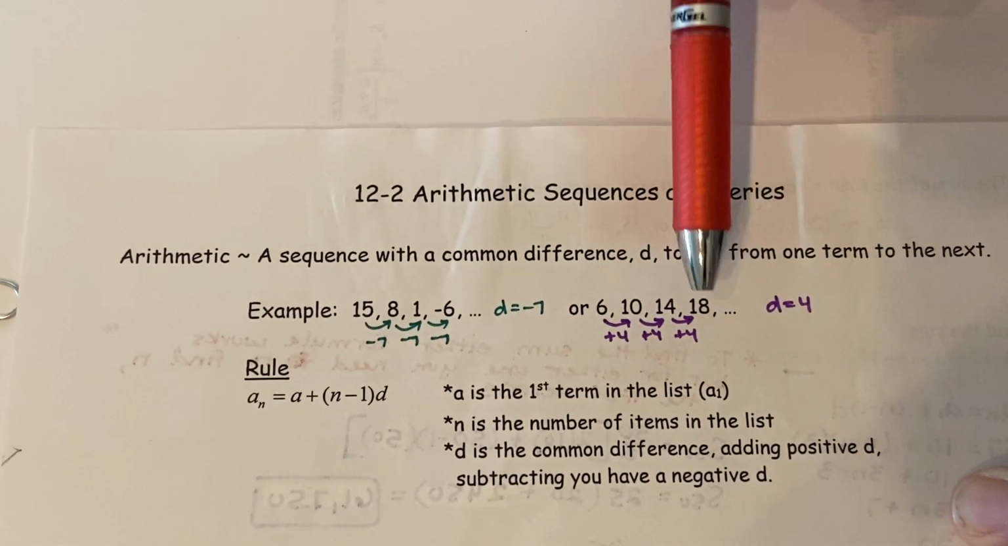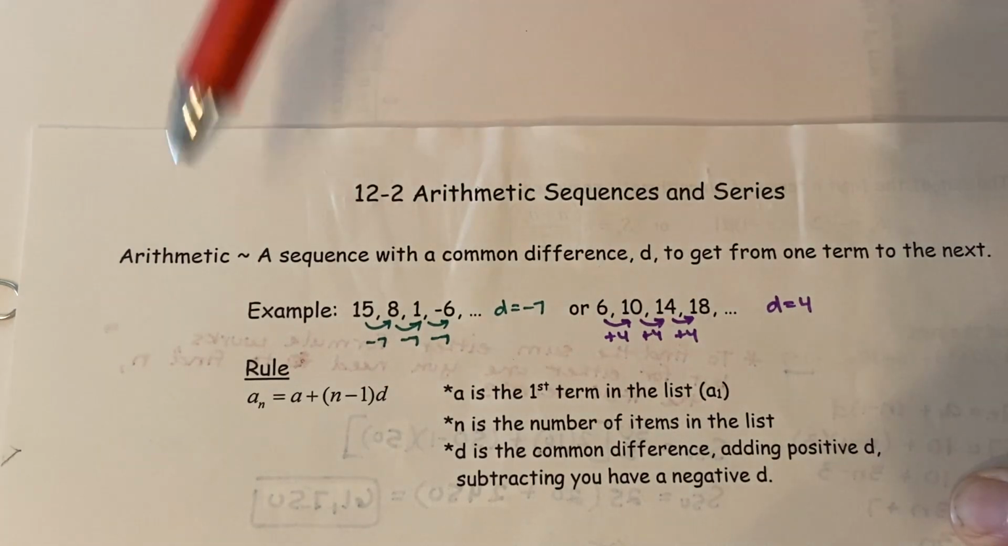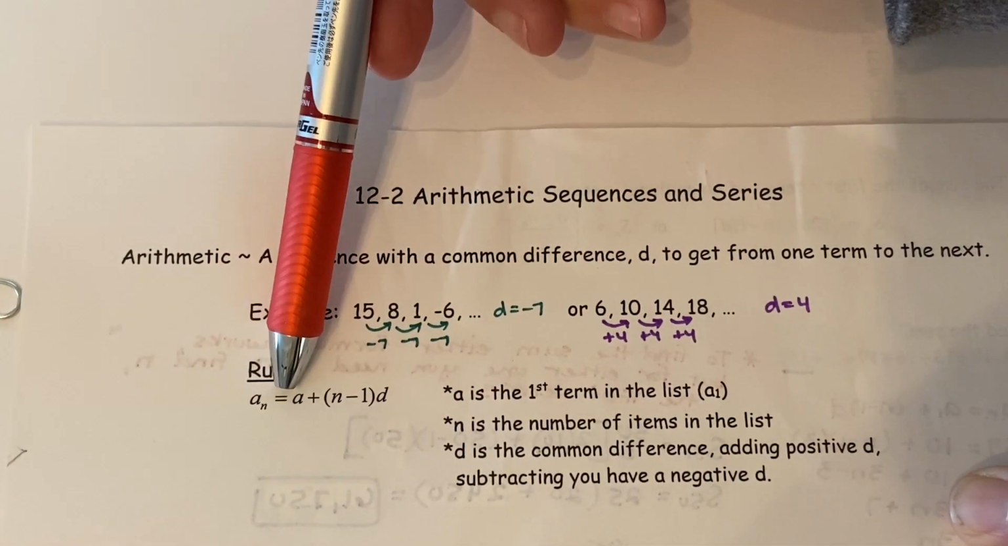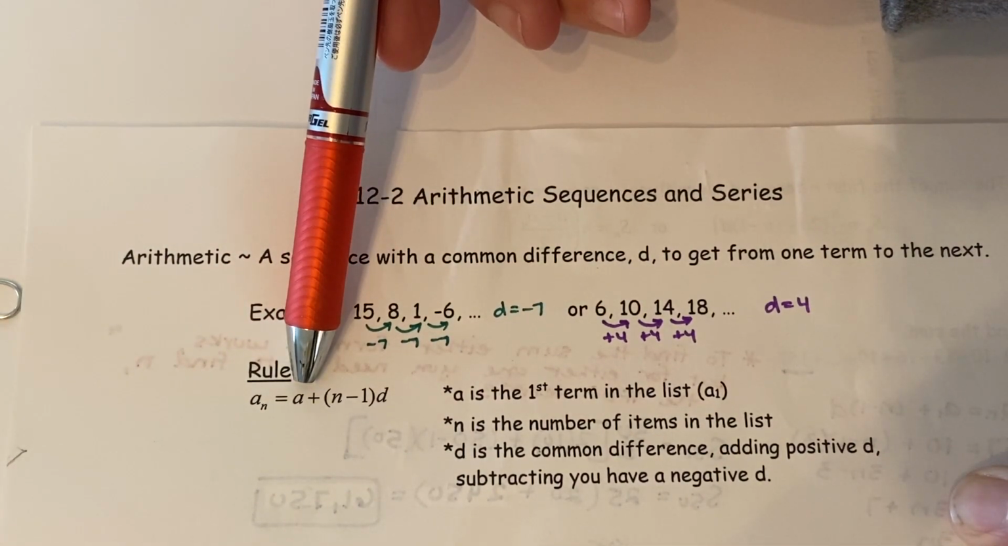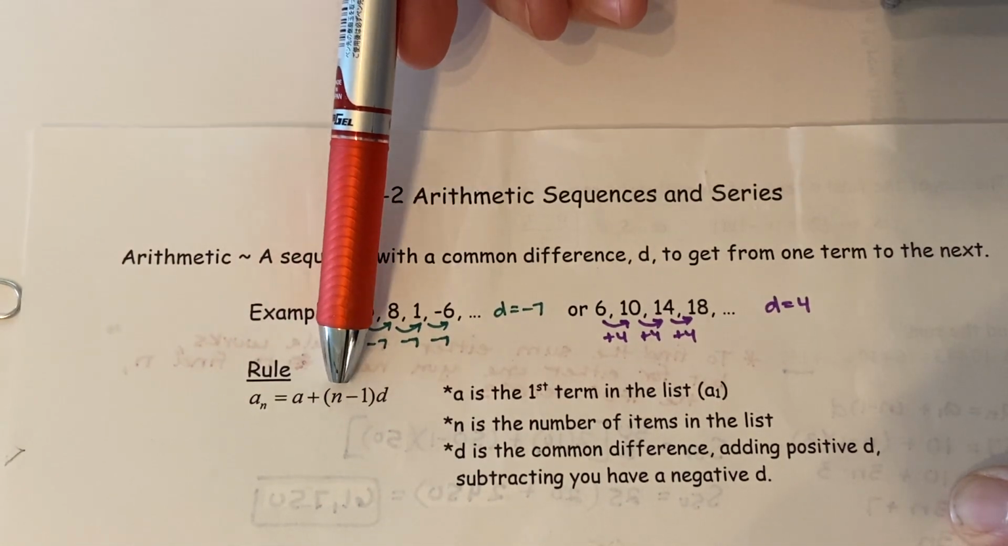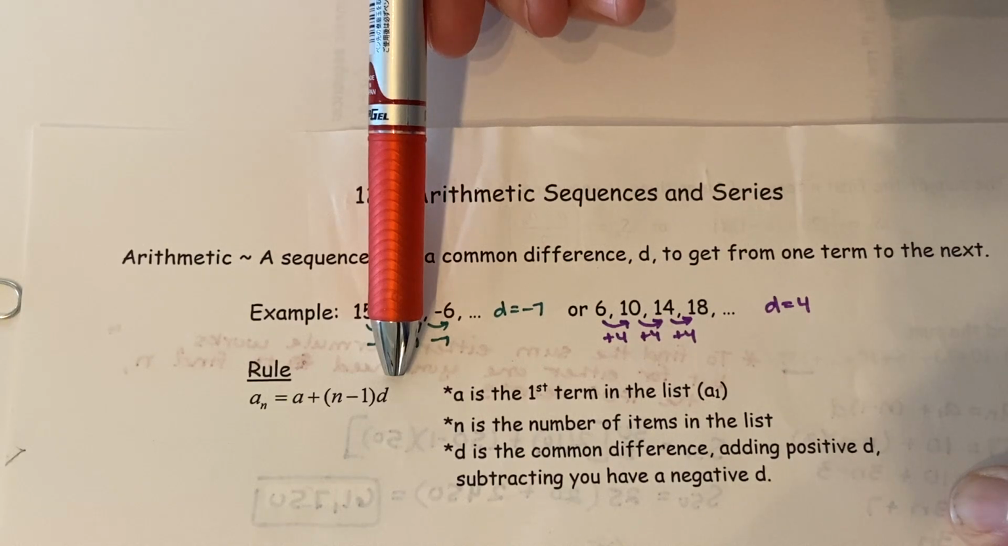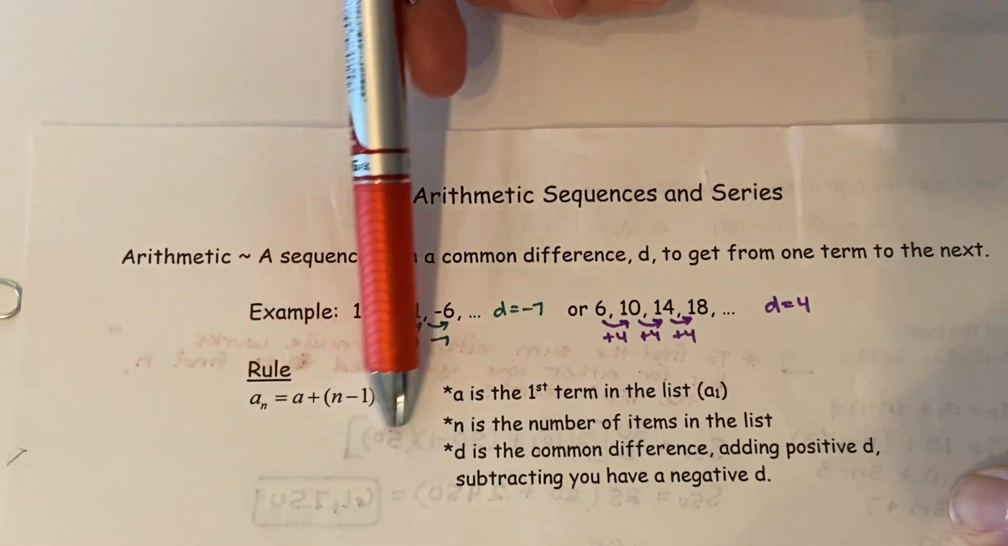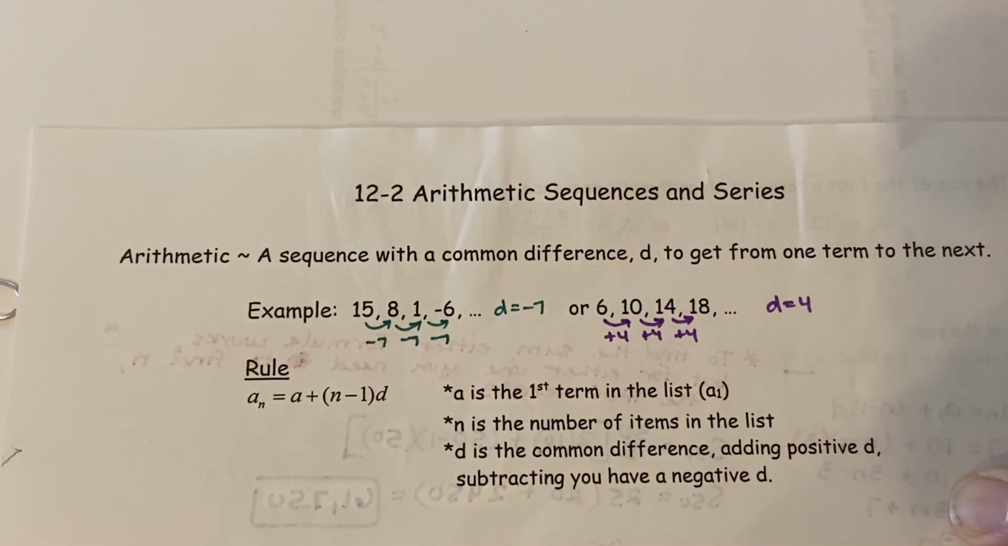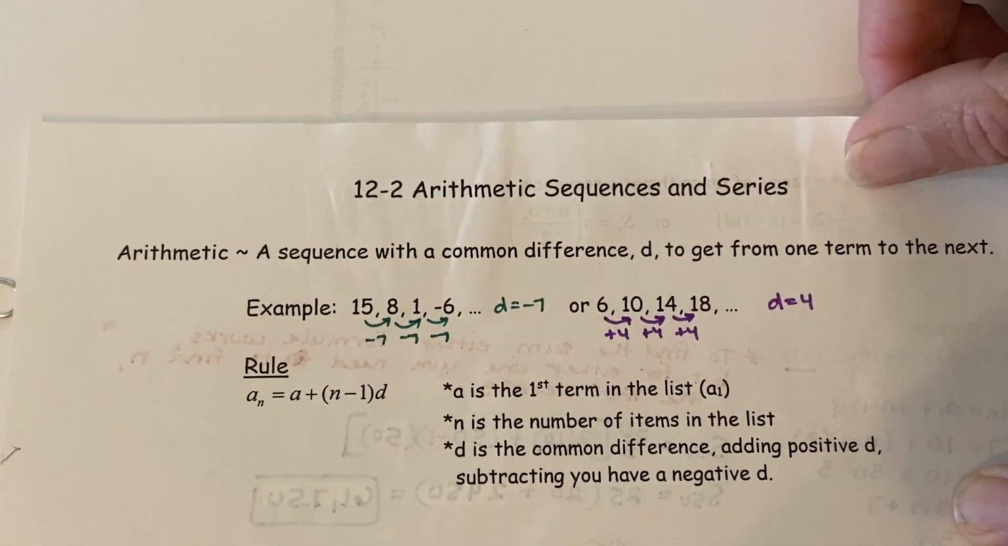Our rule to find any number in our list is a sub n is equal to a, which is the first number in my list, last year we wrote it as a sub 1, plus n minus 1 times our common difference. So we want to use this rule to help us find any number in our list.